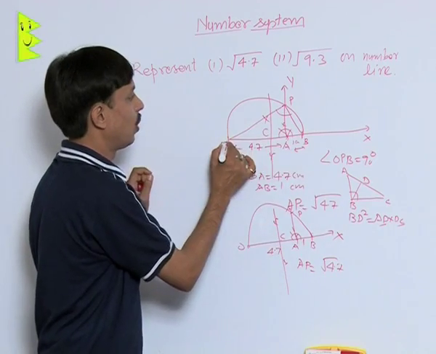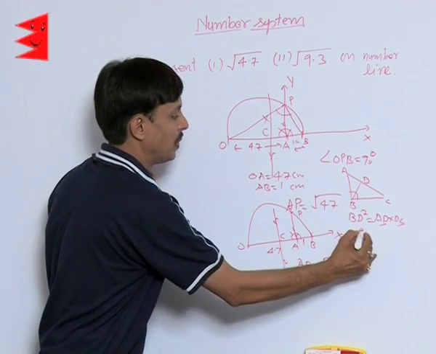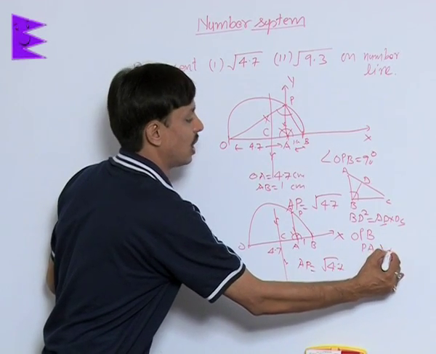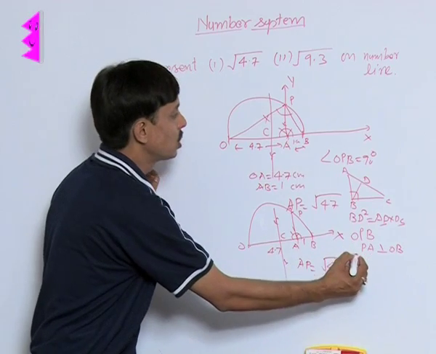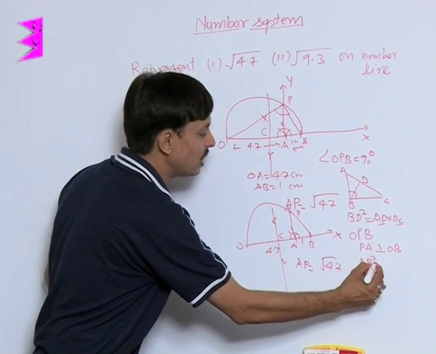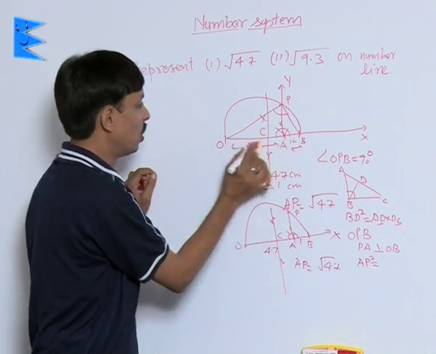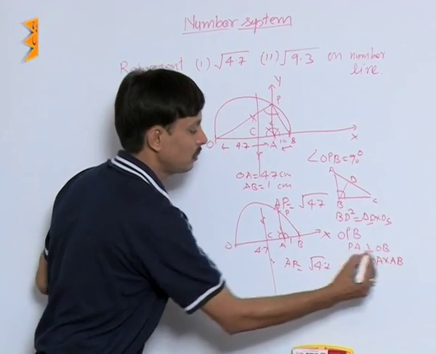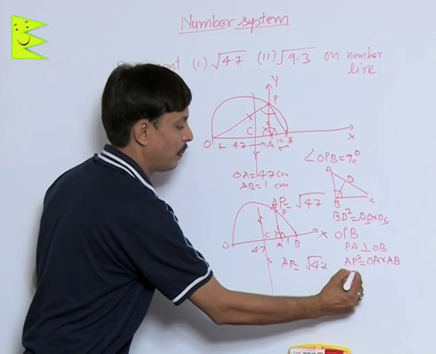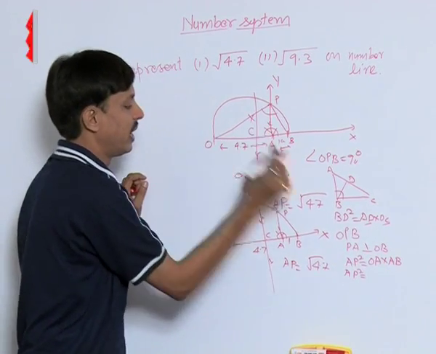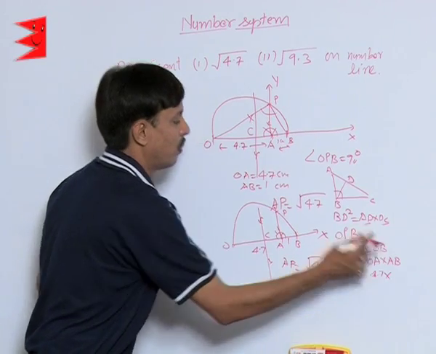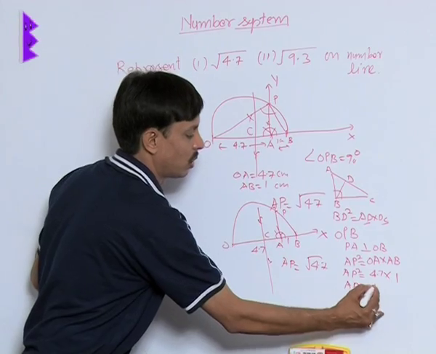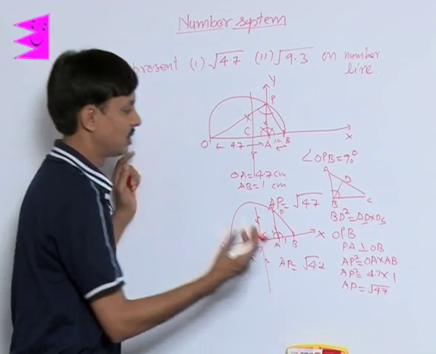Here in this triangle OPB, PA is perpendicular to the hypotenuse OB, so you can say AP square is equal to the product of the two parts, OA into AB. So AP square is equal to OA, which is 4.7, into AB, which is 1. So taking the square root of both sides, AP is root 4.7.